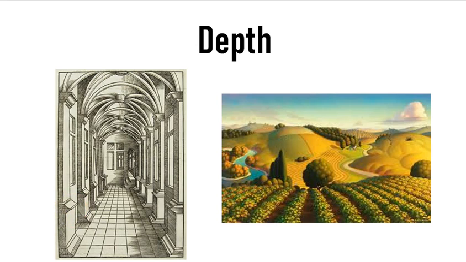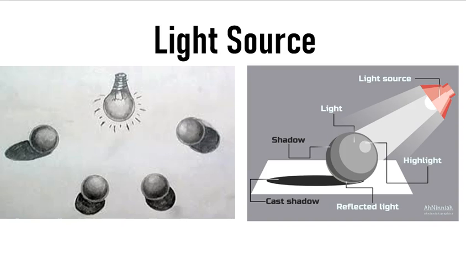Next is light source. Light source is the direction from which a dominant light originates. The placement of this light source affects every aspect of a drawing. It affects shadows and values. So here we see a light bulb, and look at how it's hitting each sphere. So we have the light side facing the light, the dark side on the opposite side. And look at how it's creating a cast shadow with each object.